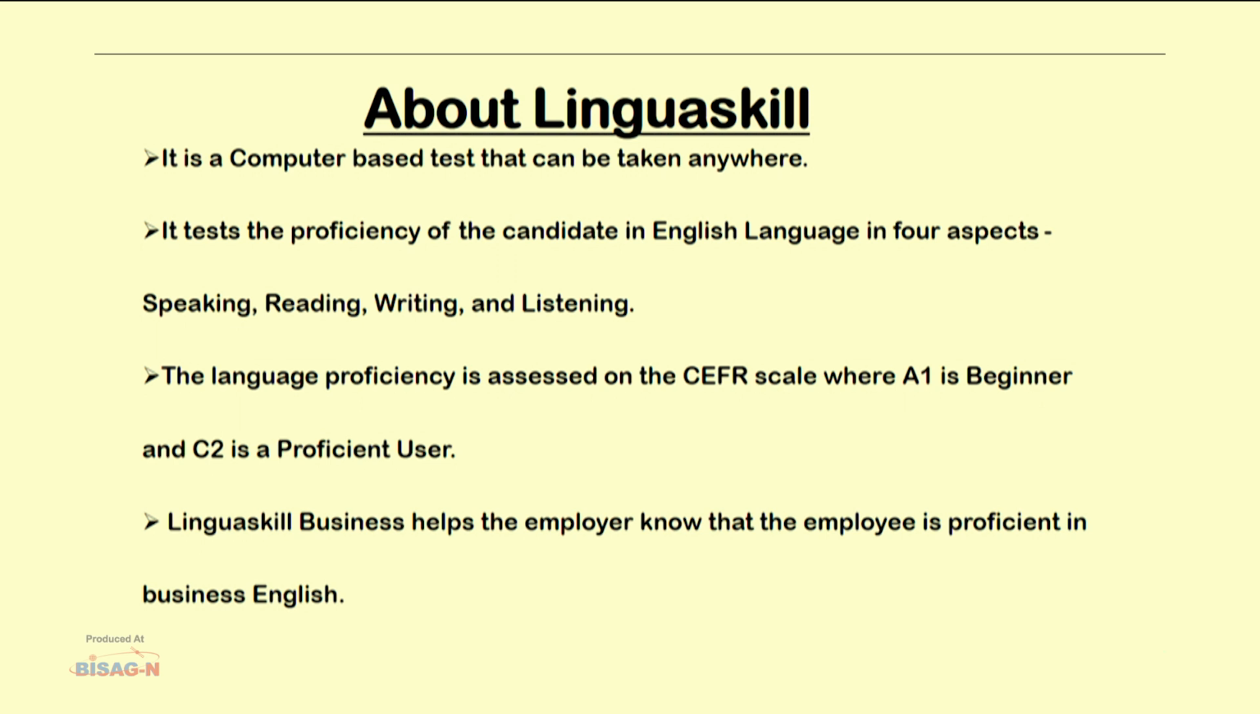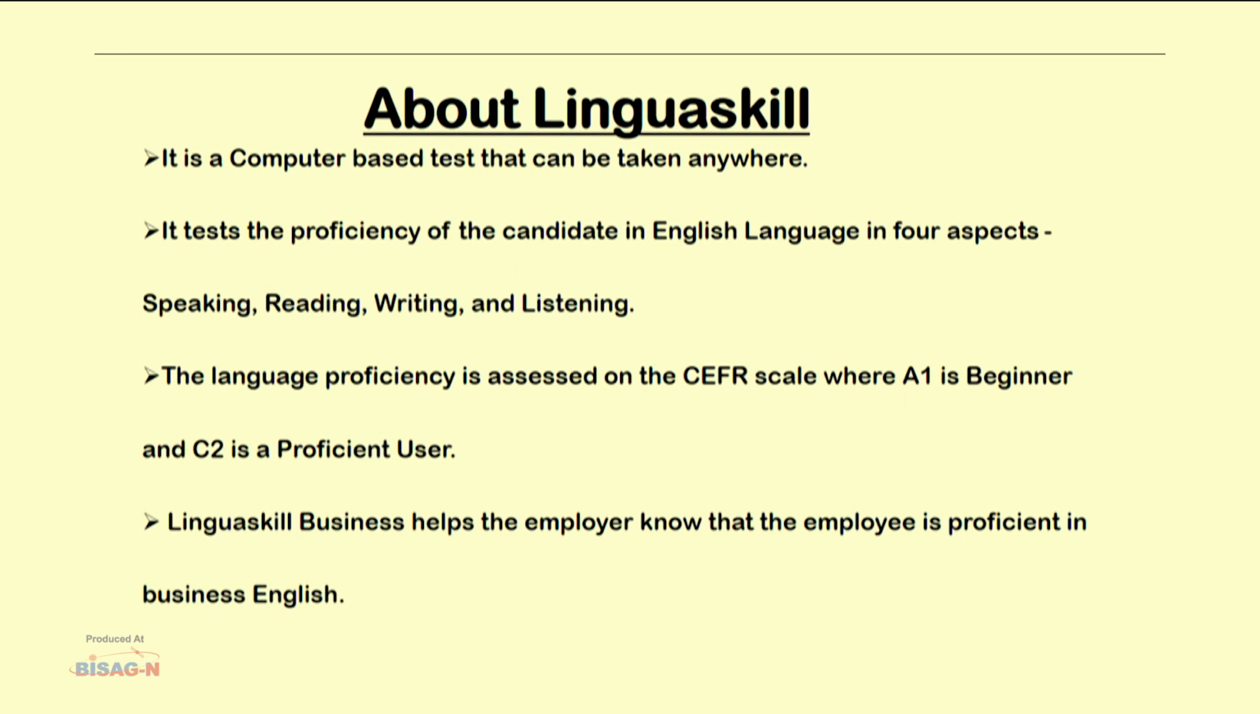A candidate must know that it is a computer-based test that can be taken anywhere in the world. This test actually tests the proficiency of English language of a candidate, and the candidate is assessed in 4 aspects of the language: reading, writing, speaking, and listening. This language proficiency is assessed on the CEFR scale, which ranges from A1, which is a beginner level, to C2, that's a proficient user.